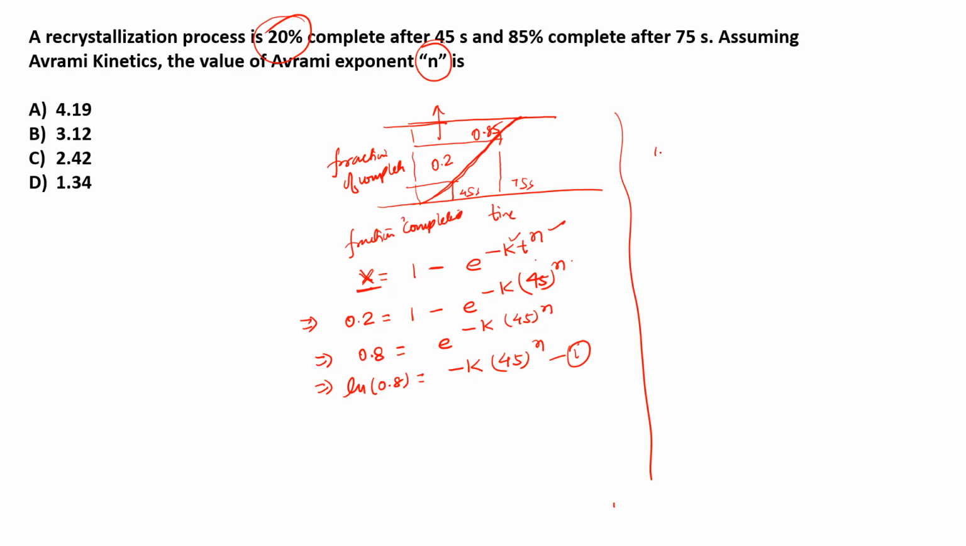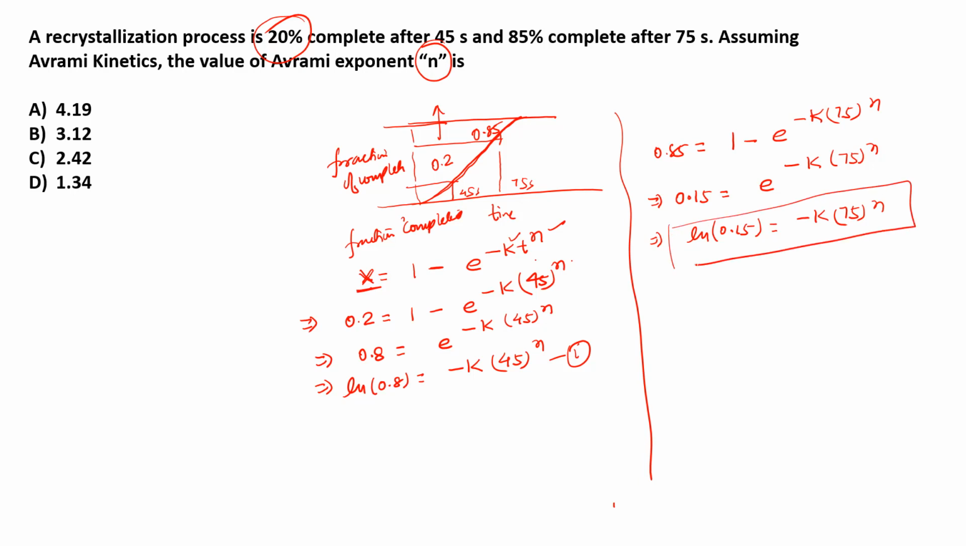For the second case we can write 0.85 is equal to 1 minus e to the power minus k t, here 75 to the power n. Similarly, 0.15 is equal to e to the power minus k 75 to the power n. So take the ln: ln 0.15 equal to minus k 75 to the power n, right? So we have these two equations. Now suppose we want to eliminate this k, we can directly divide these two equations, or from the first equation take the value of k and put it in the second case. You can do anything. I am just dividing it.